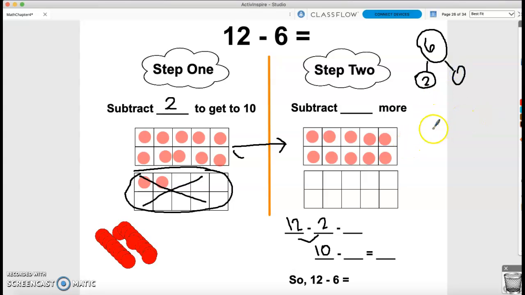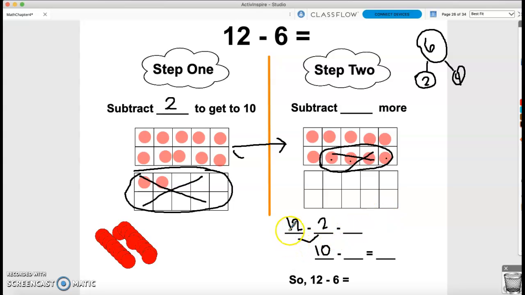So let's see. 2, let's count it. 3, 4, 5, 6. So those are the 6. These 2 here, and then 4, 5, 2, 3, 4, 5, 6. So that's my 6 altogether. So the other number that I'm taking away is 4.